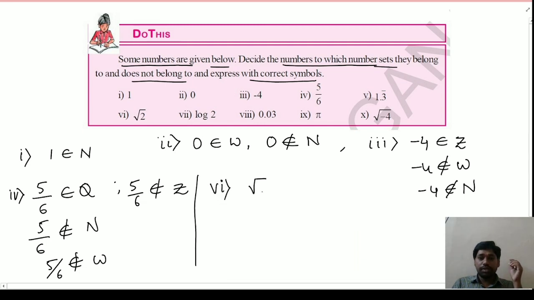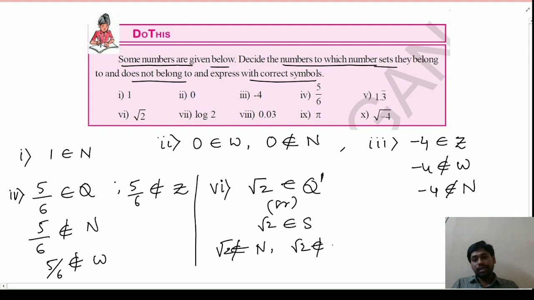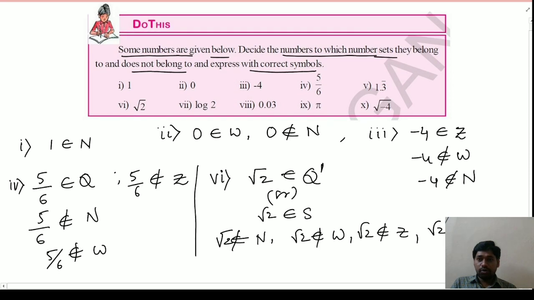Next, the sixth one: root 2 belongs to the irrational numbers, represented with Q dash, or sometimes with S. You can write that root 2 does not belong to the natural numbers, the whole numbers, the integers, and not even the rational numbers. It cannot be written in the form P by Q, because root 2 is a non-terminating, non-recurring decimal. I hope you understood.